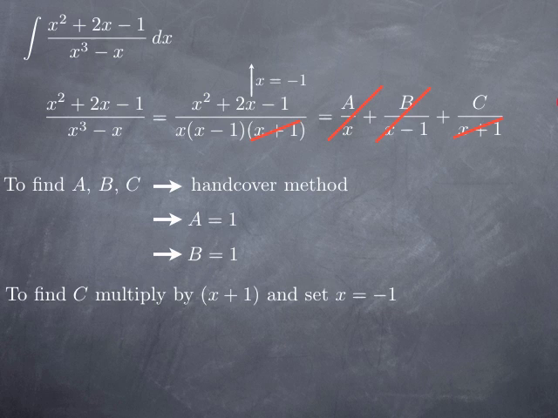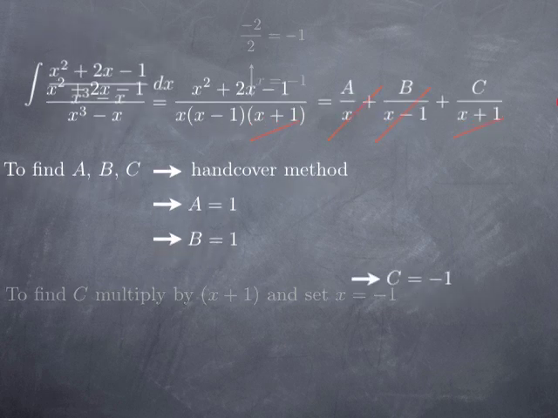We obtain 1 minus 2 minus 1, so negative 2 at the top, and negative 1 times negative 2 at the bottom. In other words, we get negative 2 over 2, that is negative 1. So c is negative 1.